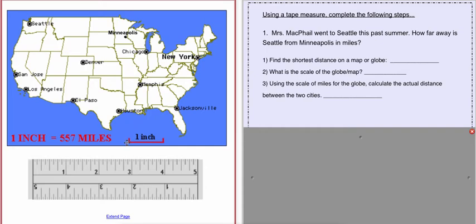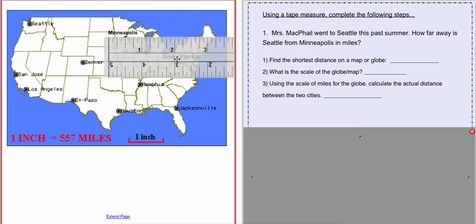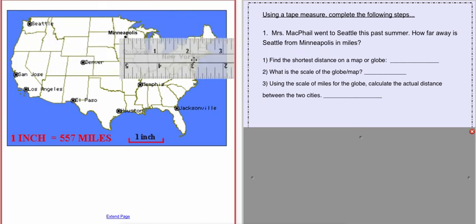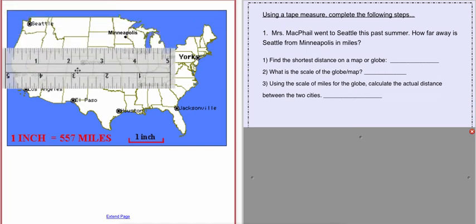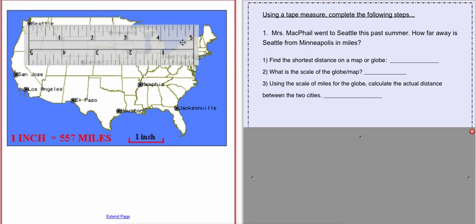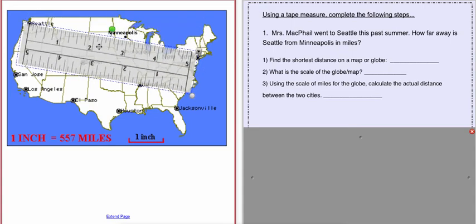We still have the same scale, so let's put our ruler here. And really, you could start your ruler at Minneapolis, or you could start it at Seattle. I'm going to start it at Seattle this time, and I'm going to rotate a little bit so you can see it a little bit better. And once again, we're going to be measuring to the nearest half inch. So I have my 0 inches on Seattle, and it looks like it's about 3 inches to Minneapolis.